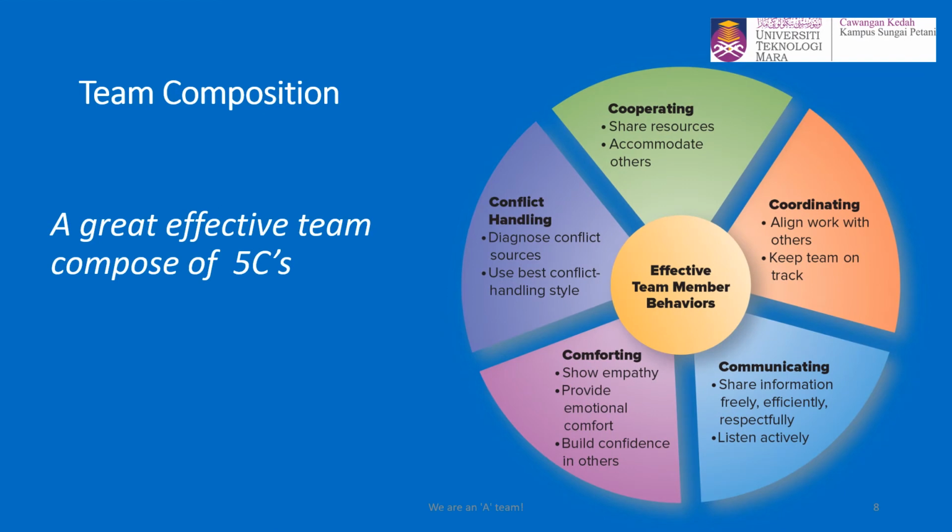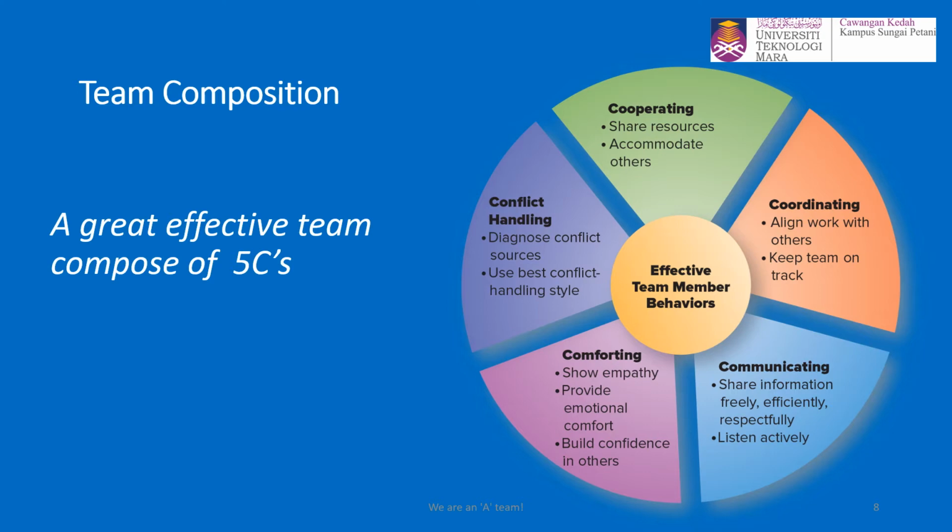Next question. What behavior or character of people do we need to have in a team? Well, for a team to be effective, members need to ensure that they have the 5 C's correct behavior, which are cooperating, coordinating, communicating, conforming, and conflict handling.